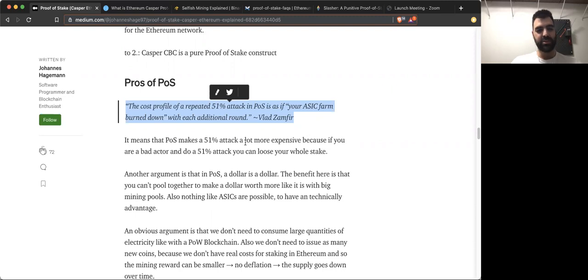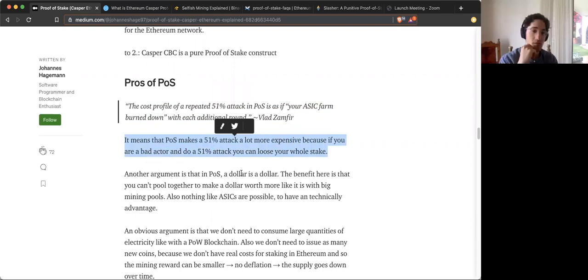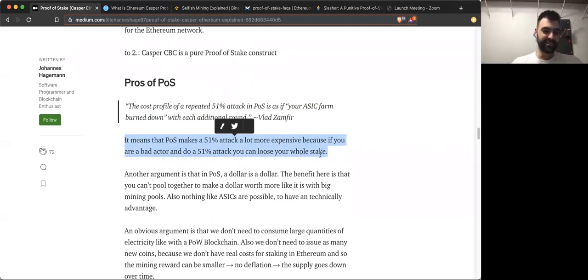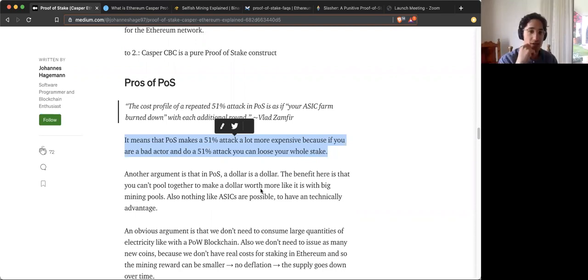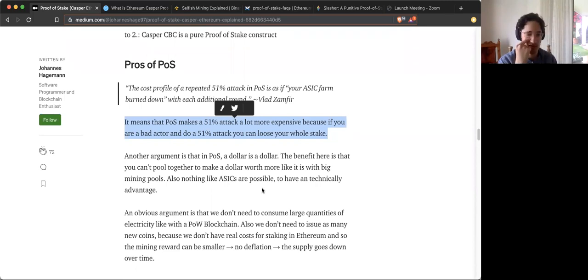Okay, so let's just get into it. I mean, they say it here, right? It means that proof of stake makes a 51% attack a lot more expensive, because if you try to cheat, you also lose your stake. You don't only lose the rewards generated by the stake, you also lose the stake locked up. Yeah. I was reading somewhere else, maybe in the Ethereum Wiki. Maybe not. No, it was in an article I found.